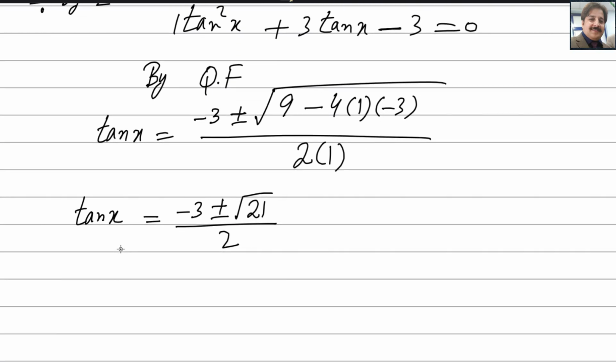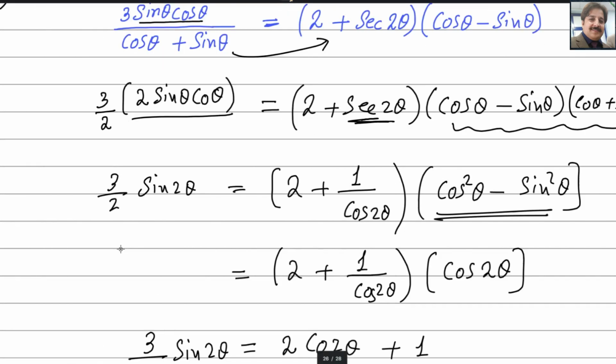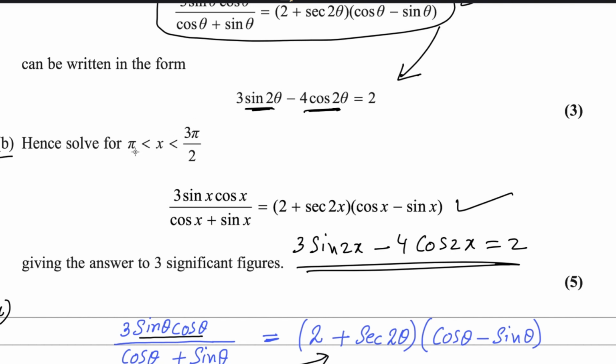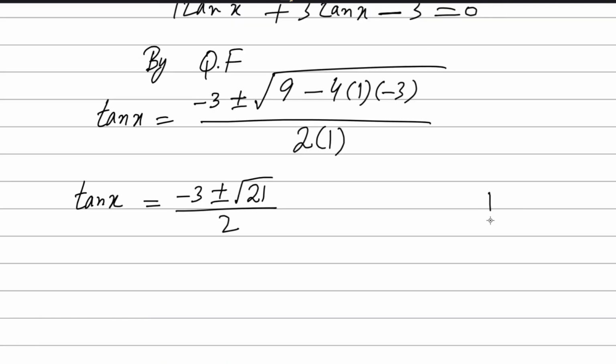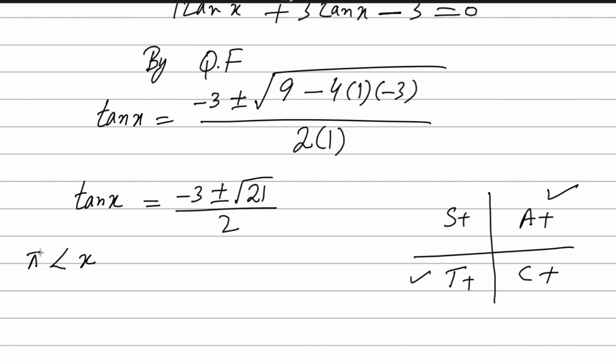But the limit of the value of x is given. If you go back to the question, the value of x lies between pi to 3 pi by 2. It means it is from 180 to 270 degrees. We know that tan is positive in the first quadrant and in the third quadrant. If you remember this rule, it is positive here and here. X lies between pi to 3 pi by 2. Therefore, you will ignore the negative value. You will only take the positive value for tan. So tan x will be equal to minus 3 plus square root of 21 over 2.